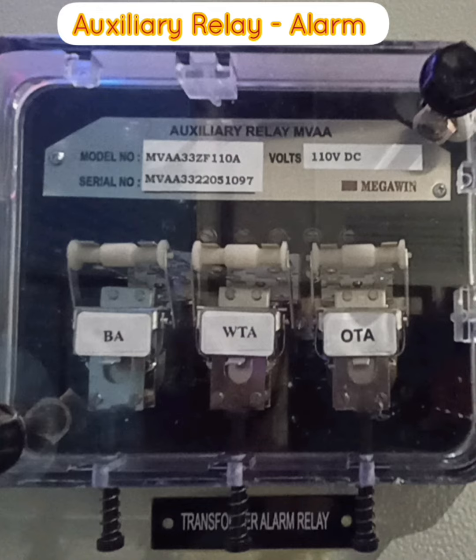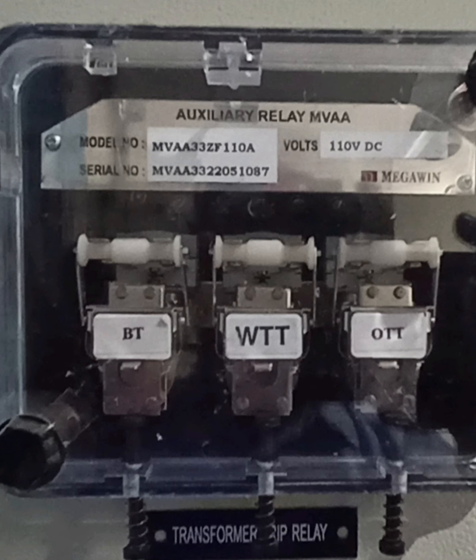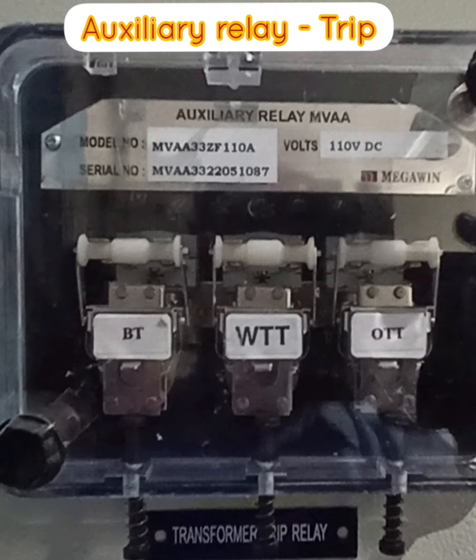When gas is detected, the Buchholz relay triggers an alarm and/or trip signal to the substation's control system. Winding temperature alarm. This type of auxiliary relay is used to monitor the temperature of the transformer's winding. It measures the temperature of the winding through temperature sensors installed on the winding or through the use of current transformers. If the temperature of the winding exceeds a preset limit, the relay triggers an alarm and/or trip signal to the substation's control system.